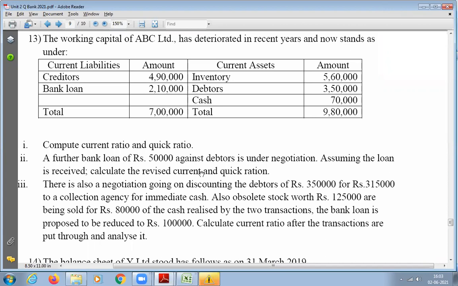There is also a negotiation going on for discounting the debtors of rupees 3,50,000 for rupees 3,15,000 to a collection agency for immediate cash. Also, obsolete stock worth rupees 1,25,000 is being sold for rupees 80,000. Of the cash realized by the 2 transactions, the bank loan is proposed to be reduced to rupees 1 lakh. Calculate current ratio after the transactions are put through and analyze it.